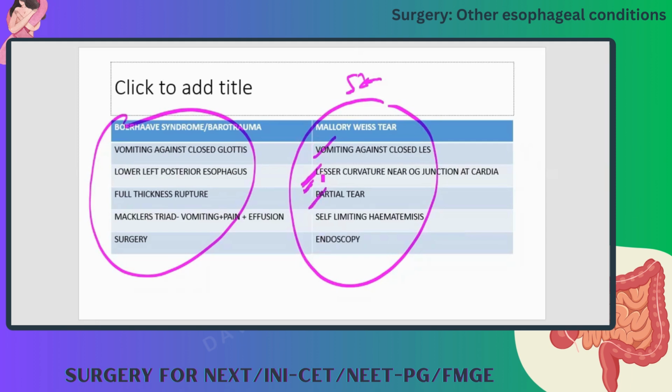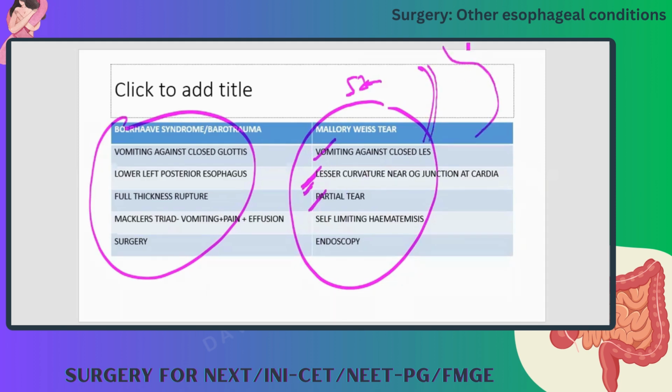So it will go into the lesser curvature near the OG junction. Suppose this is the stomach. This is the greater curvature. This is the lesser curvature. Lesser curvature near the stomach, there will be a small tear. This is known as a Mallory-Weiss tear. It is a partial tear.